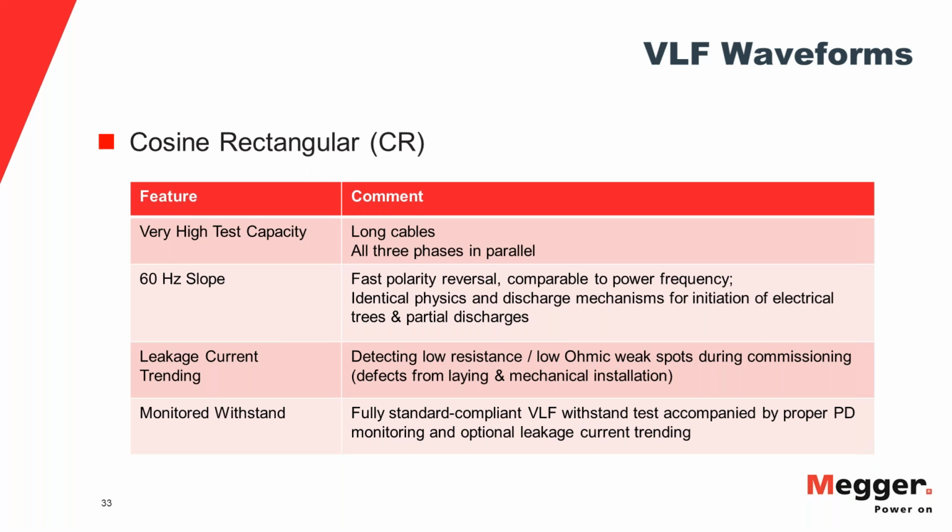You have the fast polarity reversal, which will be important in the second part of the webinar series, because as you will see there, the slope is very important to be able to use VLF for appropriate PD testing. If your slope is very little, like your voltage gradient dV/dt, then you do not reproduce proper physics to have appropriate PD measurements. Then you can measure leakage current, and you can conduct a monitored withstand. So you do the VLF test, and with the slope technology, you can do an accompanying PD trending during the acceptance test, for instance.